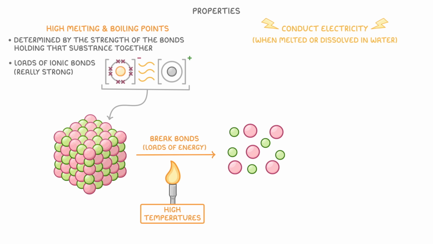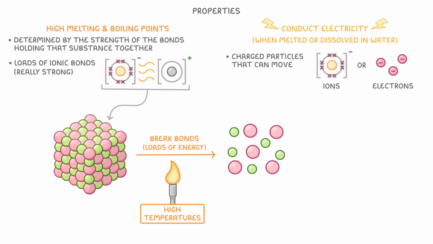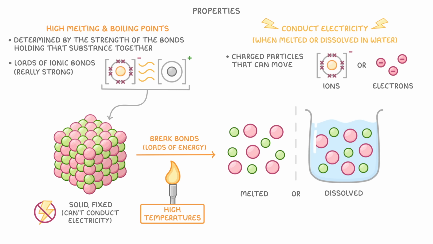When it comes to conducting electricity though, the important thing is whether there are any charged particles that can move. And these could either be ions or electrons. When ionic compounds are in their solid form, everything is fixed, so they can't conduct any electricity. However, when they're melted or dissolved in water, the ions are free to move about, and this movement of charged particles allows them to conduct electricity.